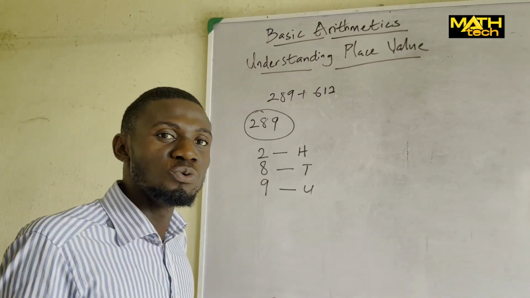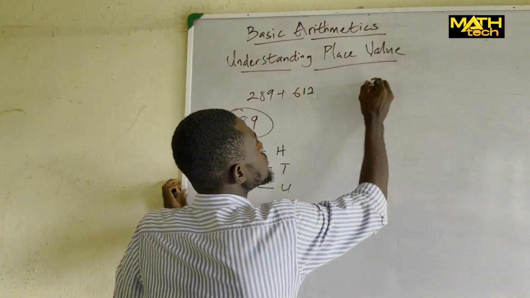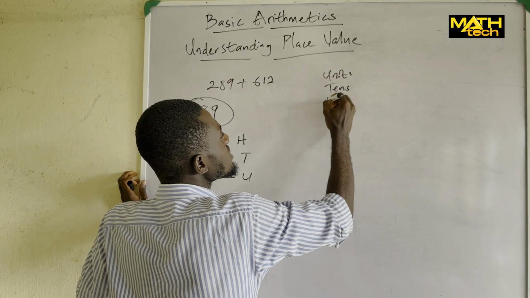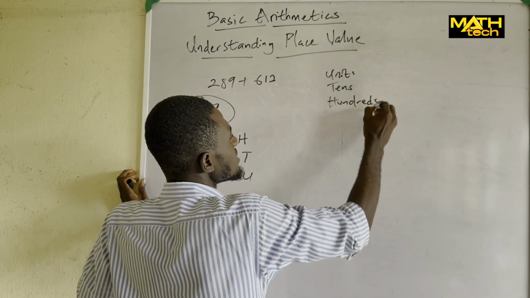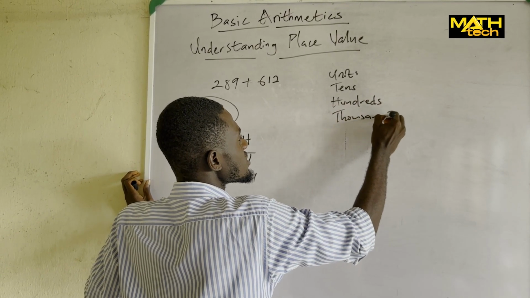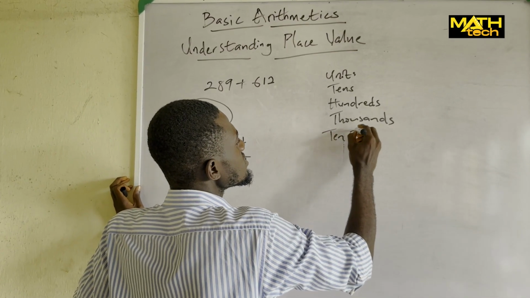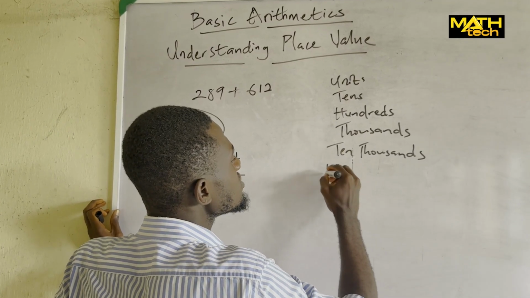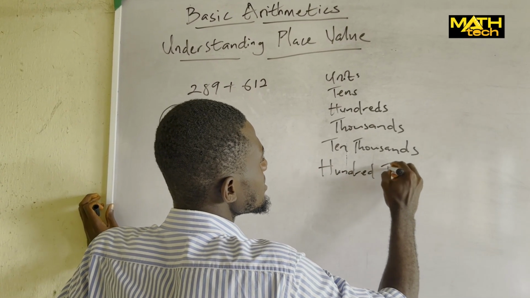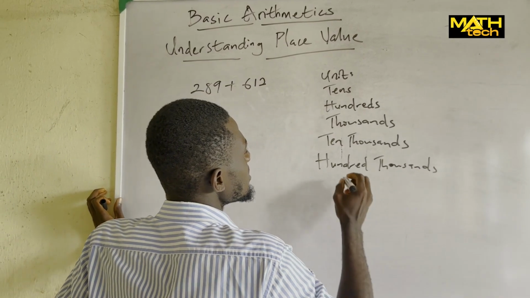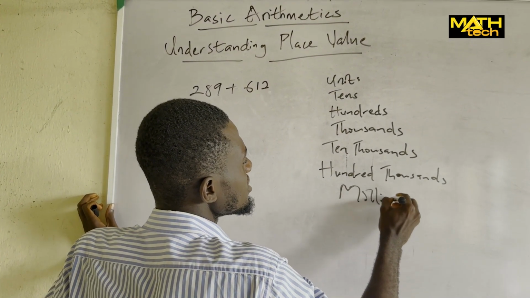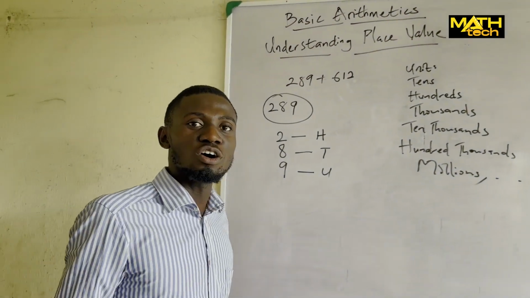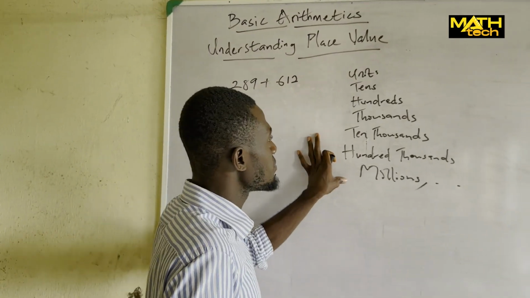So now under place value, we'll be looking at the concepts of units, tens, hundreds, thousands, 10,000s, 100,000s, millions. Okay, let's stop at millions, but it continues: 10 millions, 100 millions. But let's talk about millions now.